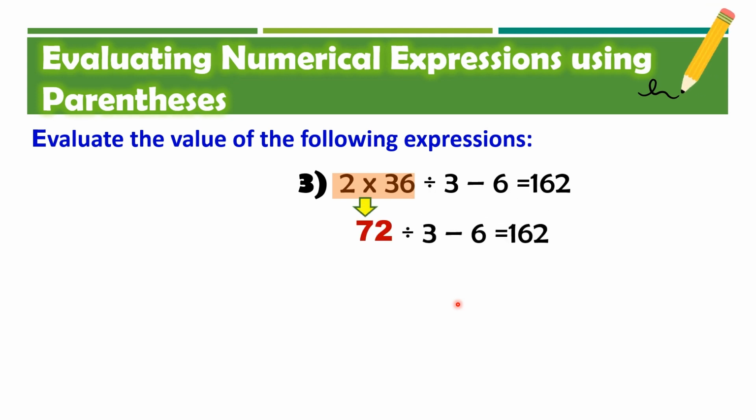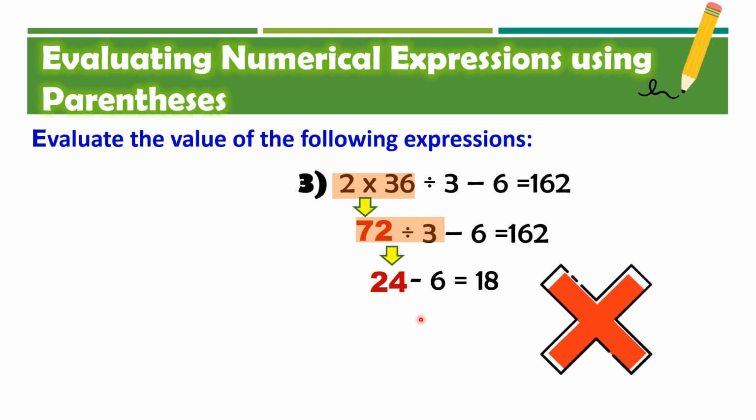So now we have 72 divided by 3 minus 6 equals 162. So next we are going to be dividing. 72 divided by 3, our answer equals 24. And now 24 minus 6, our answer equals 18. So is the value for this expression correct? No, it's not correct.